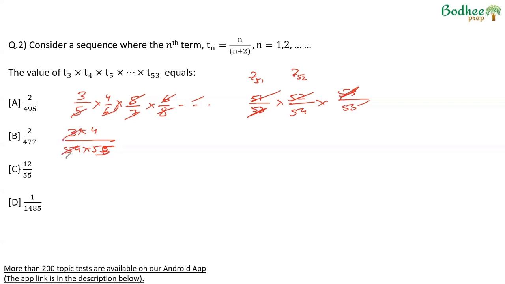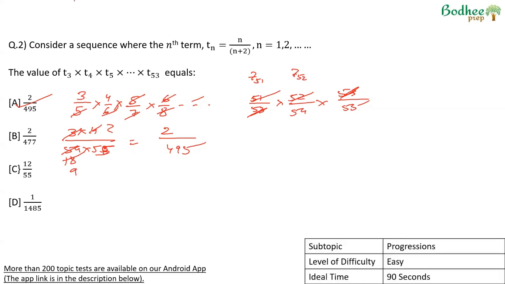Now this is nothing but 18, 3 18s are 54, so 2 upon 9. And therefore the answer becomes 2 upon 9 into 55, which will be 495. So option A becomes the answer. This, I think, is an easy question, should not take more than a minute and a half to solve. The values cancel out and we just have to find the product.